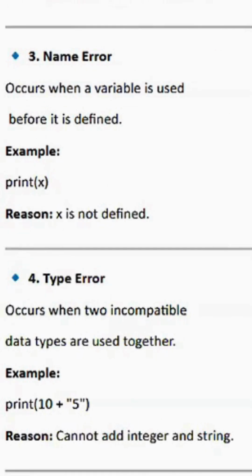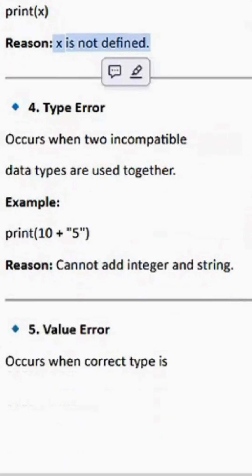Now the third one, that is name error. It occurs when a variable is used before it is defined. In programming, if we want to use any variable, before using that variable, we need to define it. Here I am trying to print x, but I didn't assign any value to x. So here we will be getting the error, x is not defined.